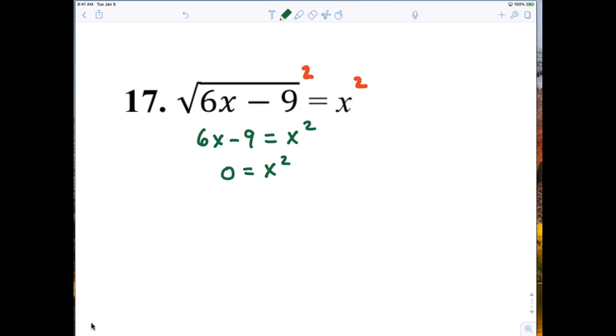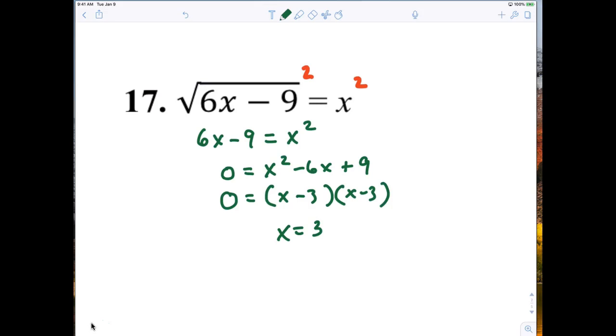Now, Alice, when I move the 6x, it becomes what? What is it right now? Right? Then when I move the 9, it becomes what? That's correct. Everybody see that? Now it's quadratic, so what do I have to do? Factor it out. So it factors to what? Very, very good. So the only possible answer is x is equal to what? 3. It's called a double root.